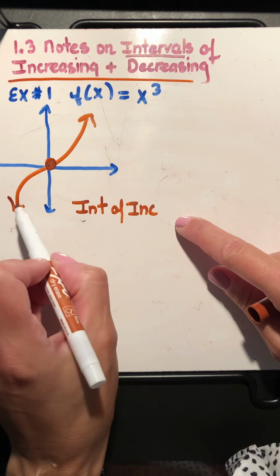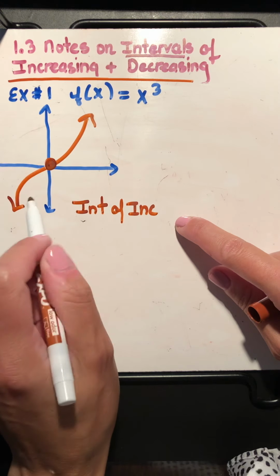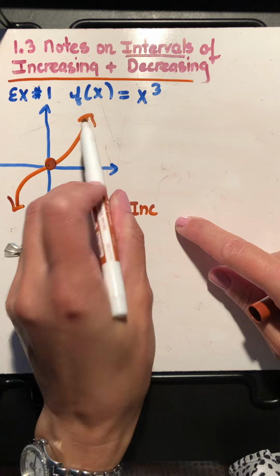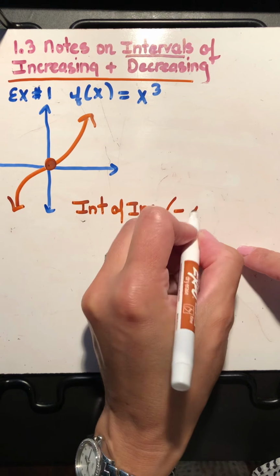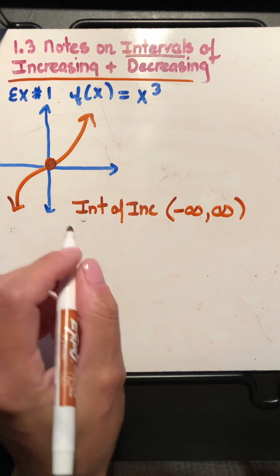So let's walk along the x-axis from left to right, which is how I travel. And it looks like the y values are going up everywhere, right? So the intervals of increasing would be negative infinity to infinity. And we always use round brackets around infinity.